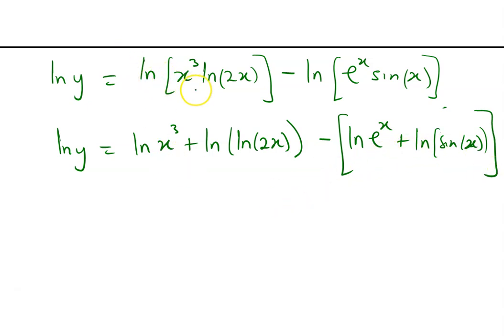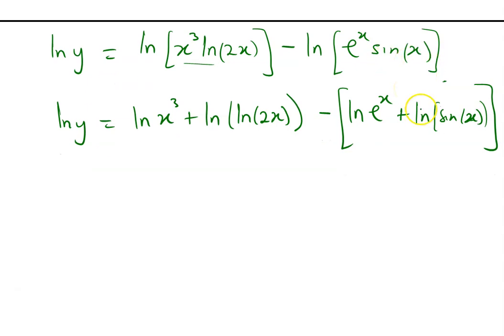If I just split this one into two, you see that there are two functions. So I have the ln x cubed over there, then plus the ln of the ln 2x, right? Minus ln of e^x over here. But this one too, we can split it into two. So ln of e^x plus ln of what? Of the sin x. I think we are right.